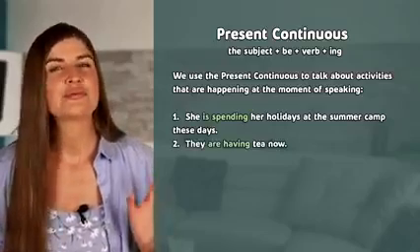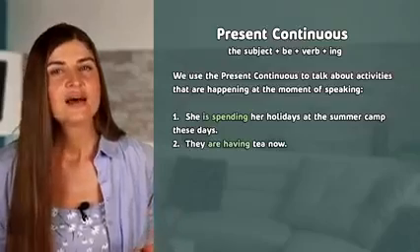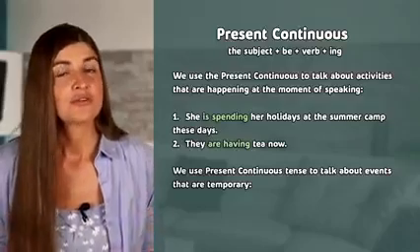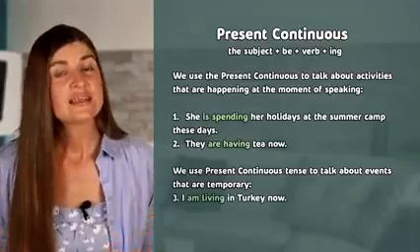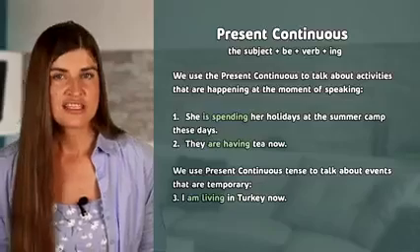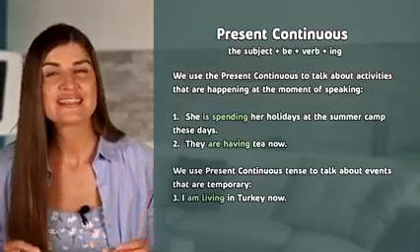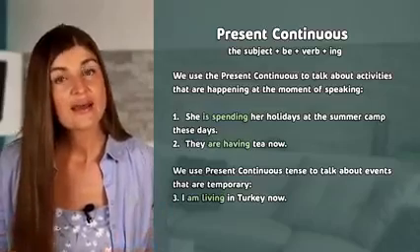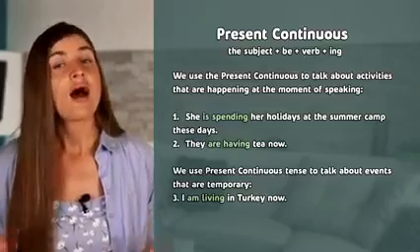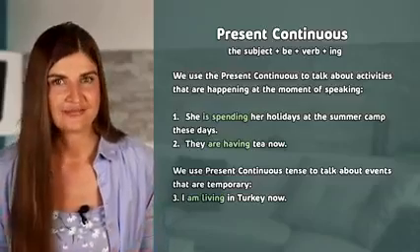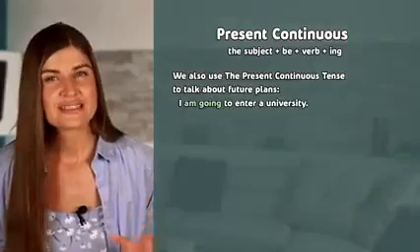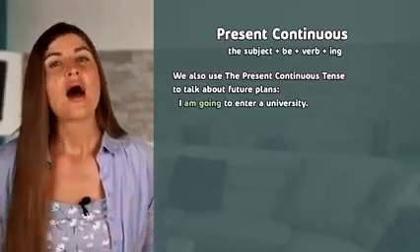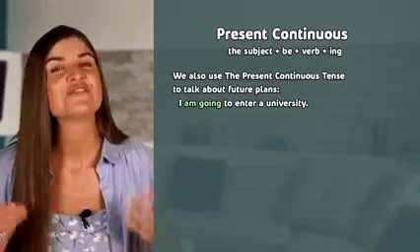Also, we use the present continuous tense to talk about events that are temporary. For example, I'm living in Turkey now. This means that the situation is temporary. But if I live here constantly, in this case, I say, I live in Turkey. We also use the present continuous tense to talk about future plans. I'm going to enter a university.